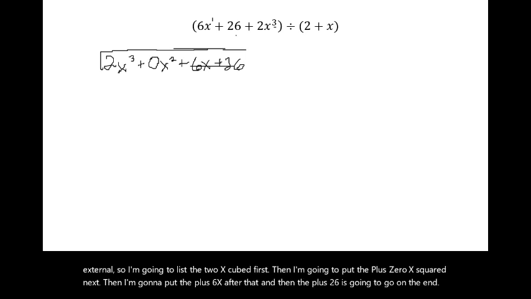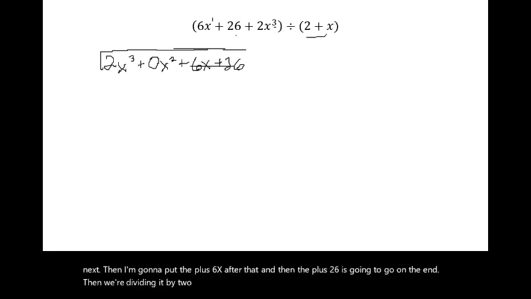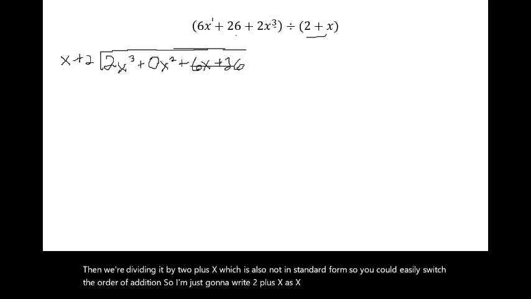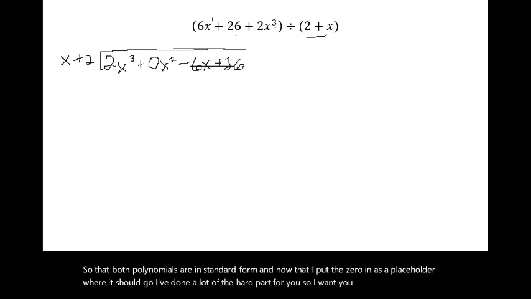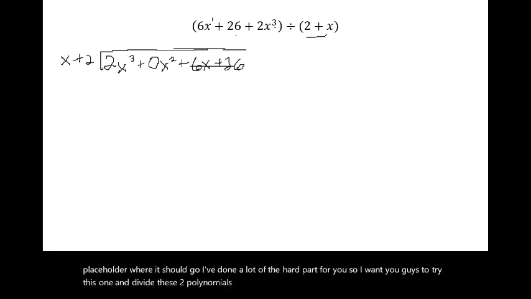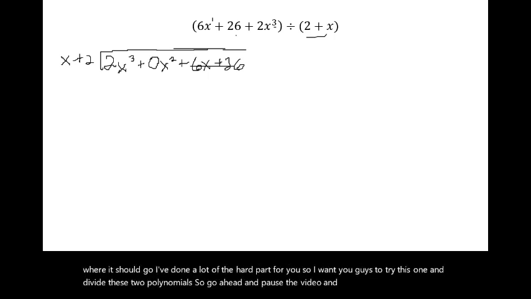Then we are dividing it by 2 plus x, which is also not in standard form. So you could easily switch the order of addition, so I'm just going to write 2 plus x as x plus 2. So now that both polynomials are in standard form, and now that I put the 0 in as a placeholder where it should go, I've done a lot of the hard part for you, so I want you guys to try this one and divide these two polynomials. So go ahead and pause the video and then resume when you are done working.